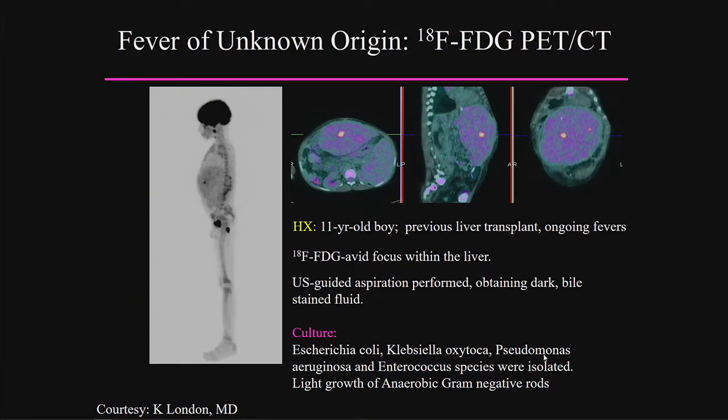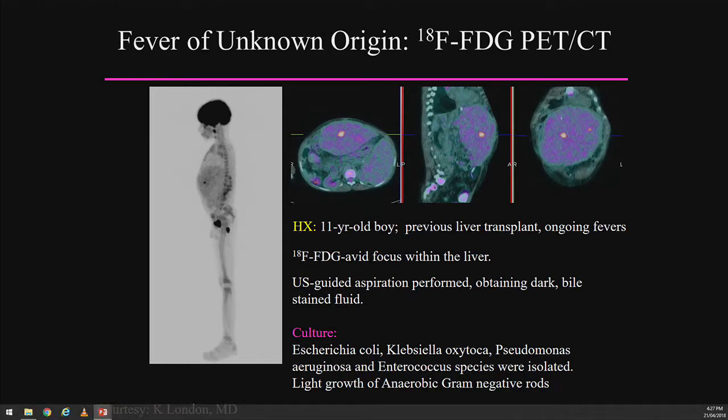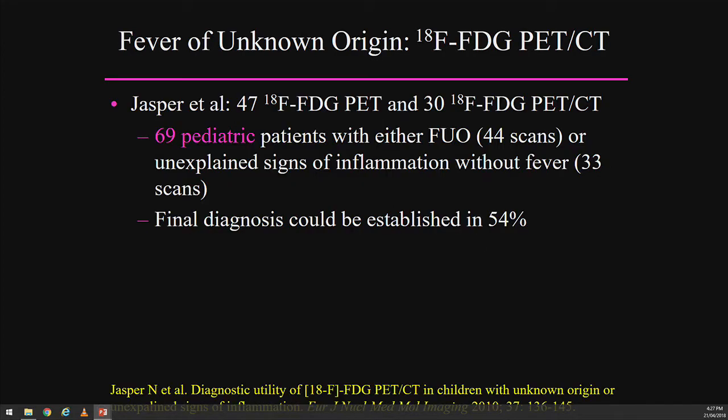Here's an example. Thank you, Kevin. This 11-year-old boy with previous liver transplant and ongoing fevers underwent FDG PET, and you can see a focal FDG avid focus in the liver that, when cultured, grew a variety of nasty organisms.